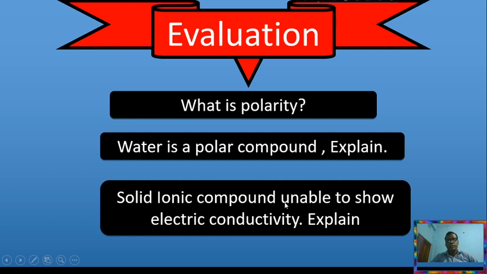Yes, my dear students, solid ionic compounds are unable to produce cations or anions. That's why these are unable to produce electricity. But if we melt the solid ionic compounds or dissolve them in water or another solvent, then they will produce ions. That's why the molten form or solution of an ionic compound will produce electricity.